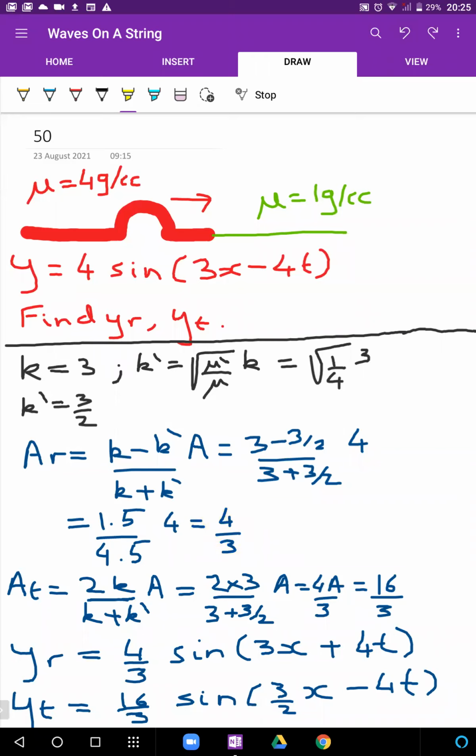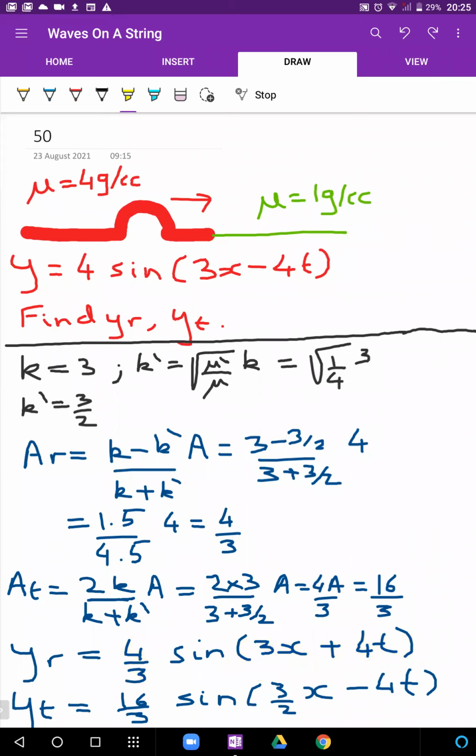Okay, so finally our answer is YR is AR, लिखो 4 by 3, sin kx लिखो. ठीक है, सेम फॉर्मेट कॉपी करो. ओनली चेंज इज t का कोएफिशिएंट का साइन चेंज करो. तो -4 के जगह +4 कर लो.